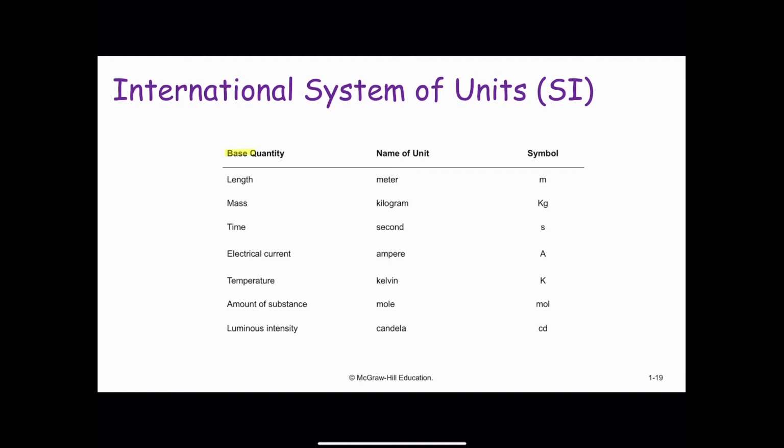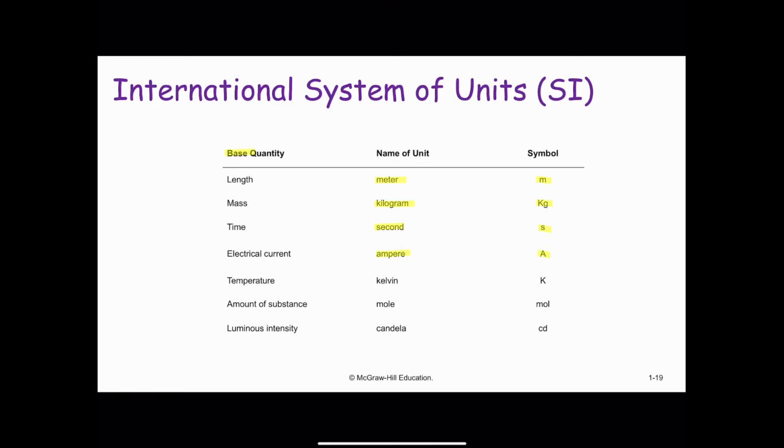For length, we use the meter. The symbol we use is a lowercase m. For mass, the base unit is the kilogram. We use kg for that. For time, it's the second. We use a lowercase s. For electrical current, we use the ampere, which is a capital letter A.